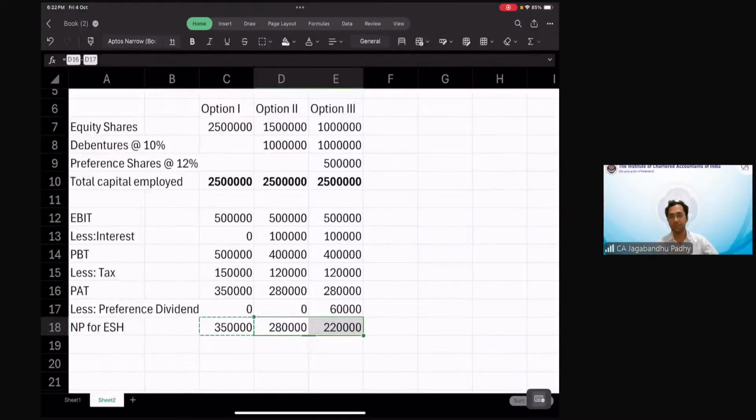So looking at this income statement, can you tell me which option should the company choose? 1, 2 or 3? Which option should the company choose? 1, 2 or 3? Option 1.